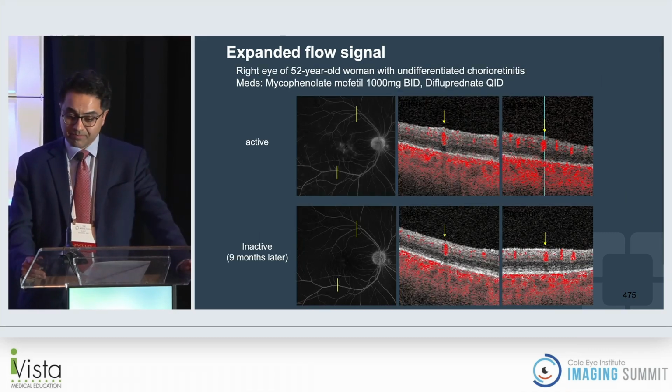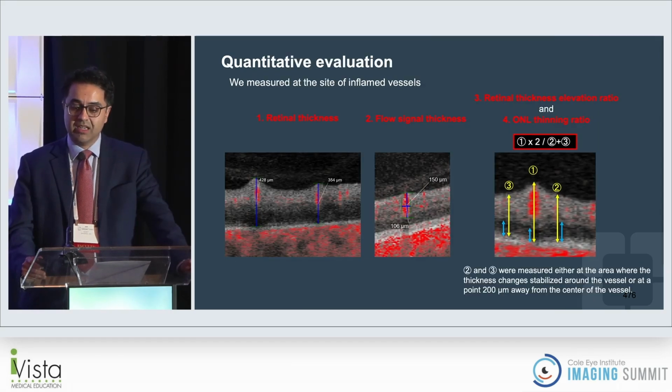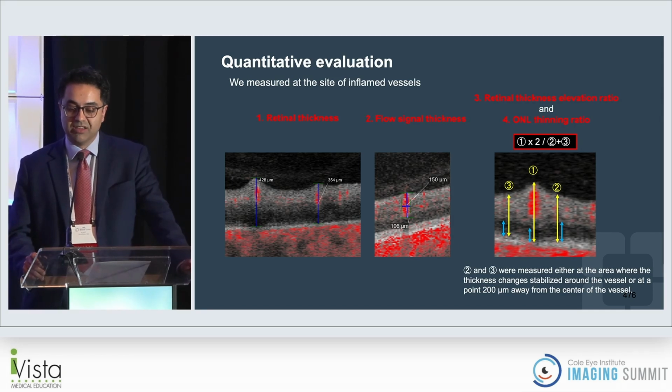And so this is something that we looked at, and we did this quantitatively, and I'm going to move on to this area where we measured at the site of inflamed blood vessels. We looked at a number of different things. We looked at the overall retinal thickness. We looked at changes in the flow signal in both the horizontal and the vertical dimension.